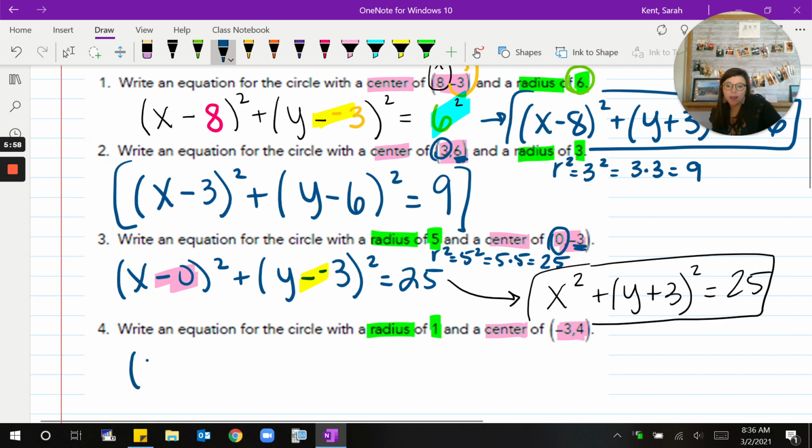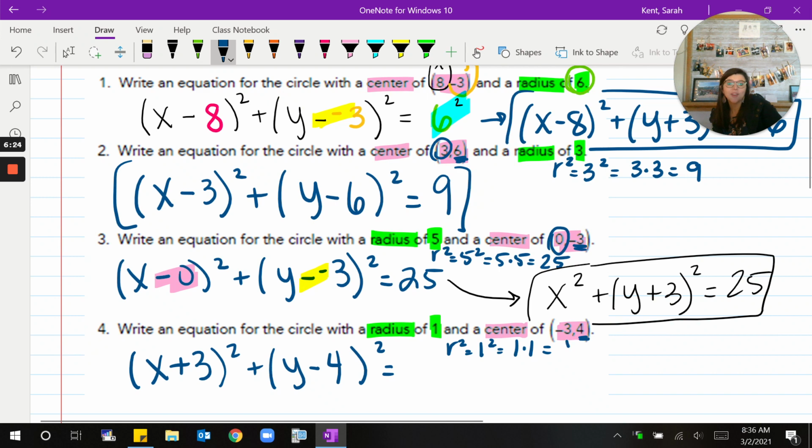So when I go, I can write x minus negative 3. If you want, we could just start with plus 3 squared, plus y minus, my y is 4, squared, equals our radius squared, which is 1 squared, which means 1 times 1, which is an answer of 1. And that is our final answer.